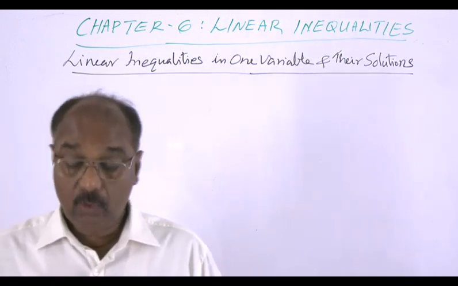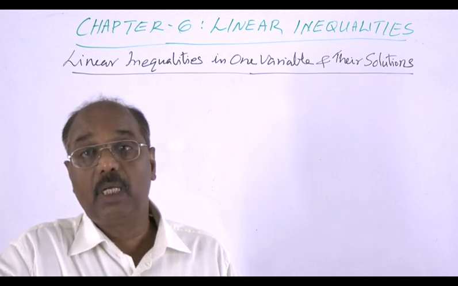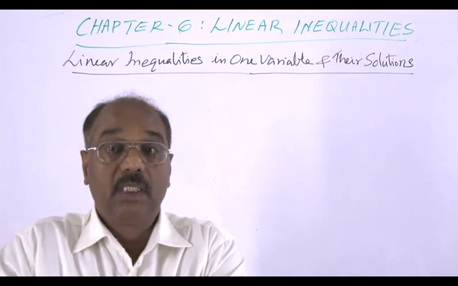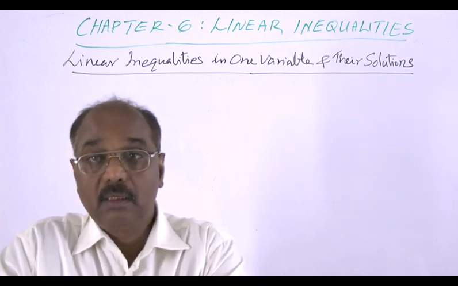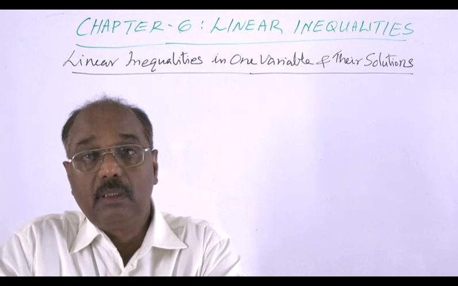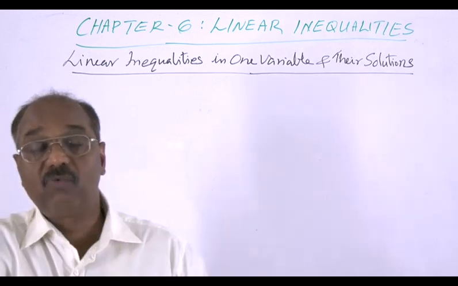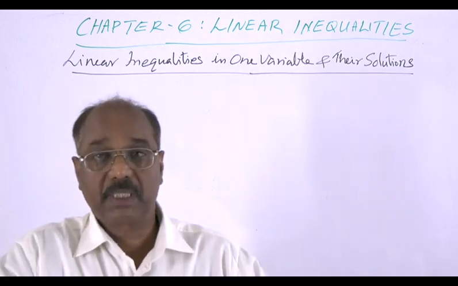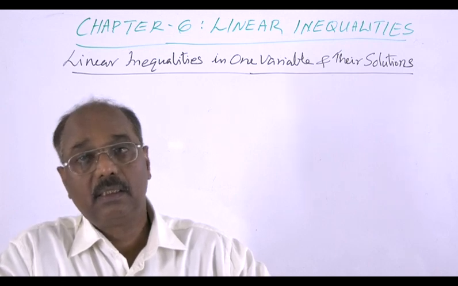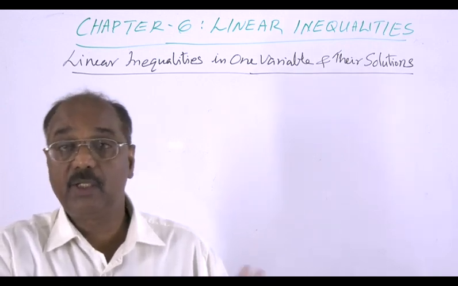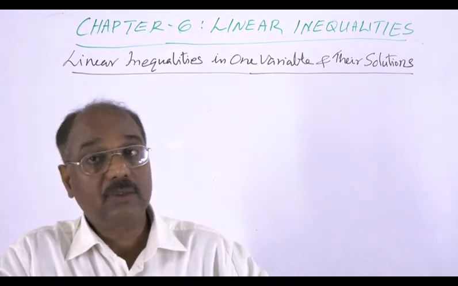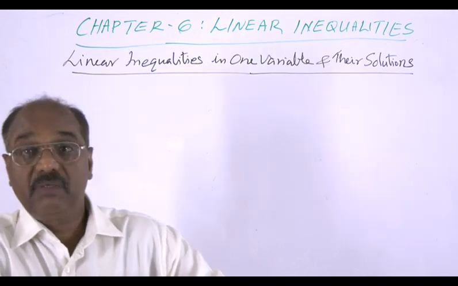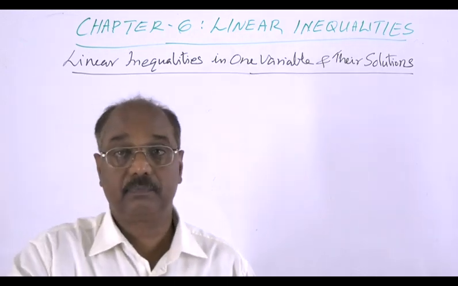Now, linear inequalities in one variable and their solutions. A linear inequality is an inequality in which the variable is of degree 1, the expressions are of degree 1, and there is only one variable, usually denoted by x. We find the solutions both algebraically and graphically.